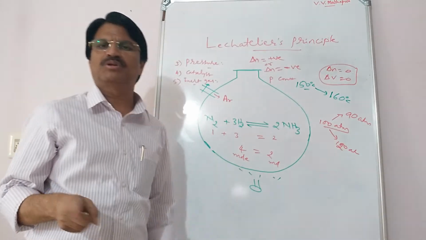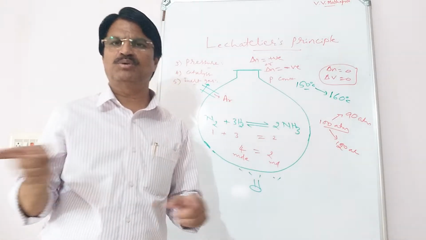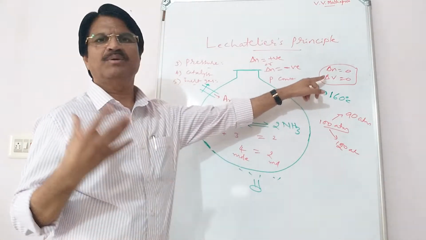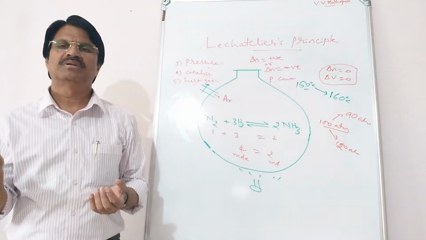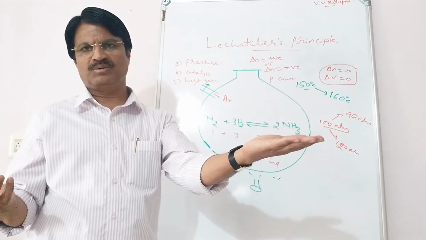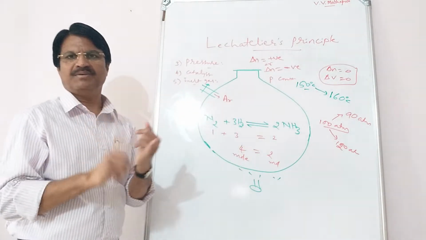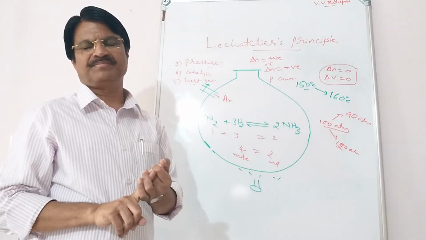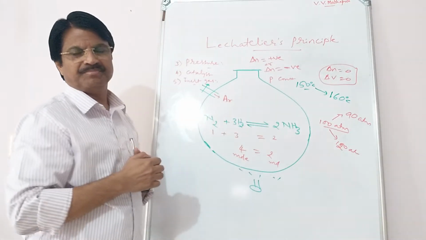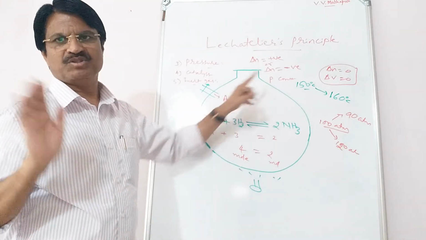Example, N2 plus O2 reversible to 2NO, there delta N value is 0. H2 plus Cl2 reversible to 2HCl, delta N value is 0. Like this, H2 plus Cl2, 1 plus 1, 2 moles or 2 volumes, 2 liter equal to 2 liter 2HCl. Therefore, delta V value is 0. If delta V or delta N is 0, then addition of inert gas has no effect on the equilibrium. It has an effect only when delta N is positive or negative and at a constant pressure.